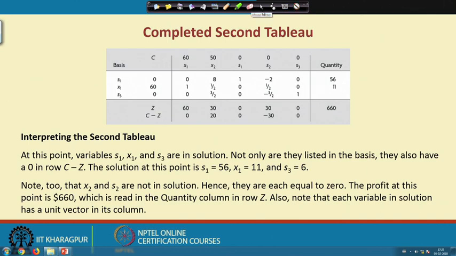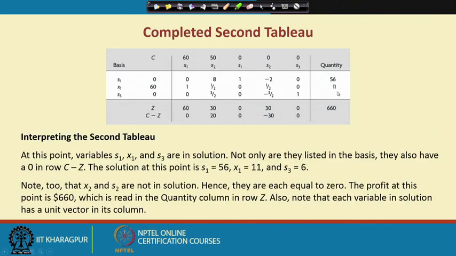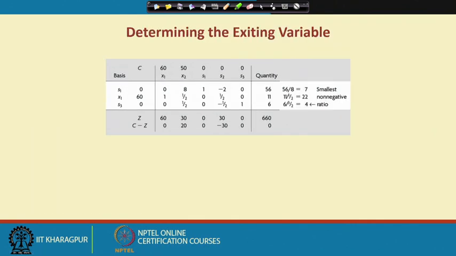To know the reality, we can move to the result part. If you simplify the minimum ratio, which is here 56, 11 and then 6, against the incoming input x k, that is, the input of x 2, which is 8, 1 by 2, 1 by 2. Now if you simplify this structure, you get the minimum ratio. Out of these 3, the minimum ratio is 4, and as a result, by default this will be the outgoing case.